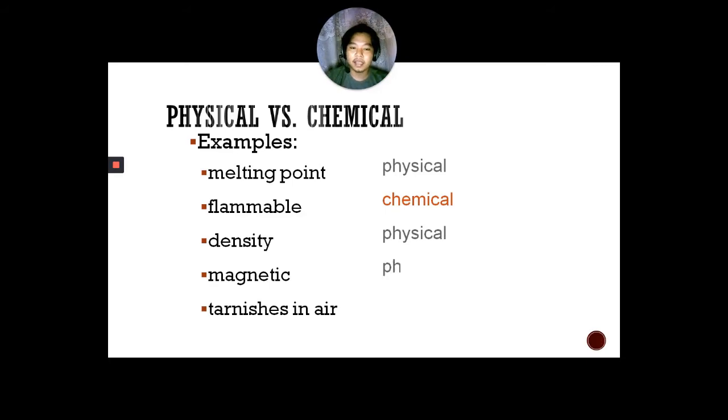Magnetic property is physical. Tarnishes with air, common, tarnishes or tinatakla, rusting, or a change of color. These are the same. Chemical.